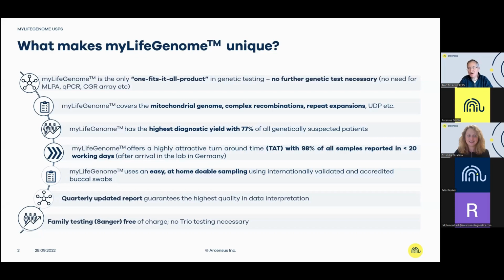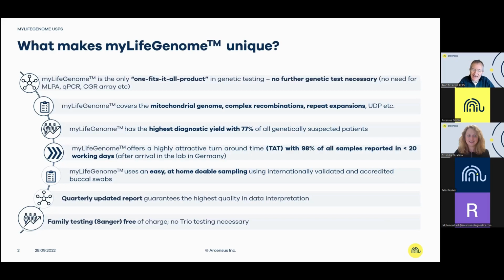And there is a further wonderful advantage we believe that makes it really so simple in the future. This is the fact that everything we are doing is based on a buccal swab. That means easy sampling at home is doable, and it's even FDA approved that individuals can do it by themselves. And there is a further element I would not like to forget, and I will introduce one case to you later on to underline why this is so important.